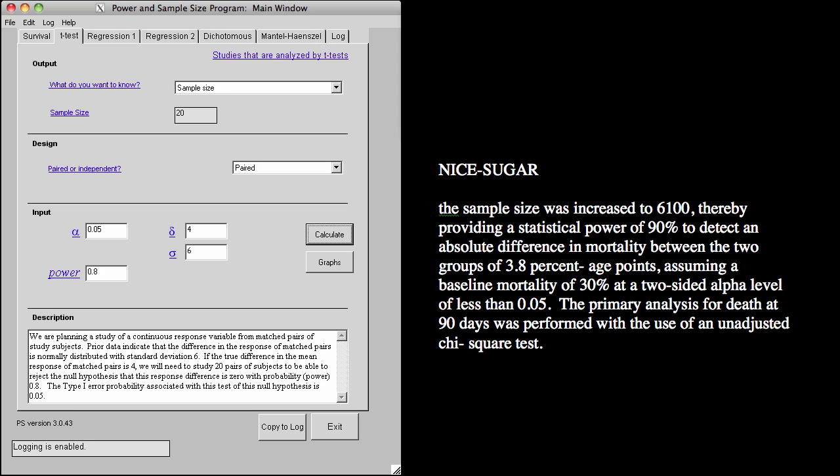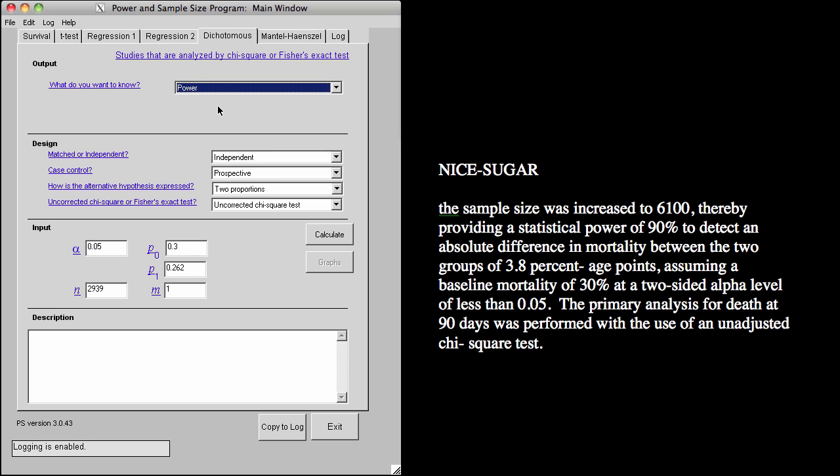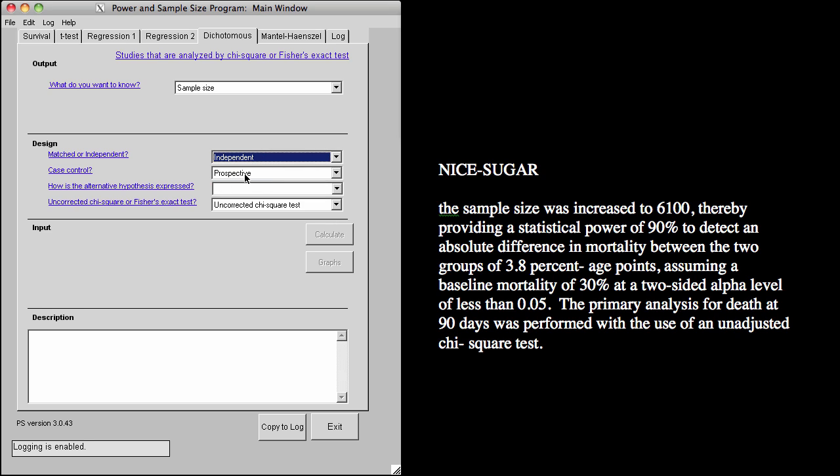So there are a lot of ways to say nominal in statistics, and another way of saying that is dichotomous. And we can go up here and click on dichotomous, and you see that you can click on power or sample size again here. So we clicked on sample size. Then in this study, it was not a paired study. They were 2 separate groups, so it's not matched or paired. This is independent. This is a prospective study, and they're talking about proportions here when they're talking about the outcome of the study.